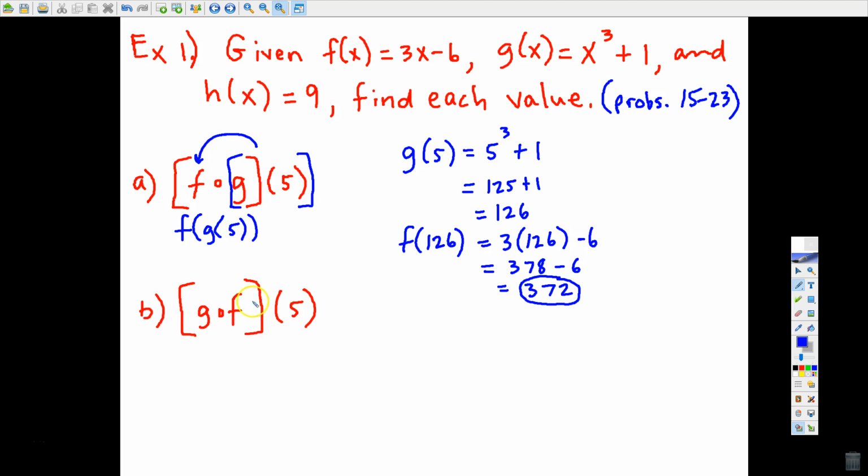Okay, so for letter B, this time I'm going to start with evaluating the f function first using an input of 5. So let's find out what f of 5 is.